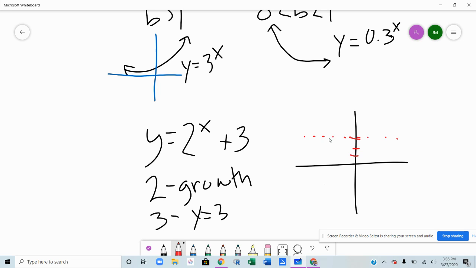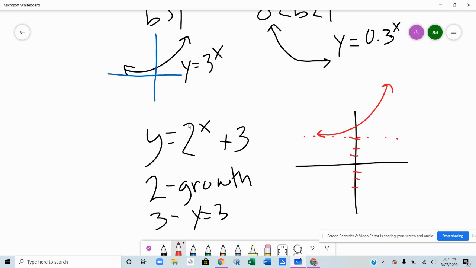Your graph will never cross this line and it's going to be growing. So I know it's going to look something like this. If this was a -3, it just would come down here. It would be -3. And it would still go in that same upward growth direction.